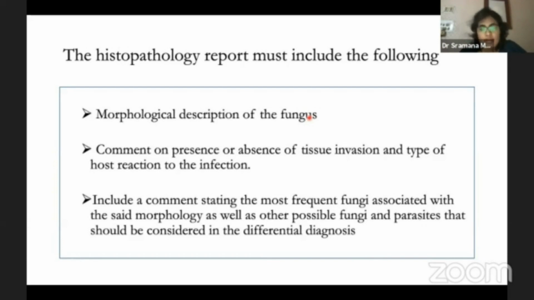treatment accordingly. And also at the end, there should be a comment stating the most frequent fungi associated with the said morphology, as well as other possible fungi or parasites that should be considered in the differential diagnosis. So for Histoplasma, as I told in the previous slides, parasites also do come in the differential diagnosis.